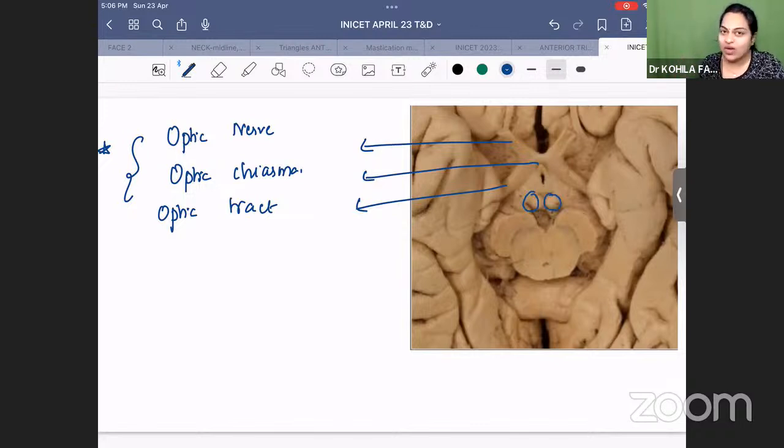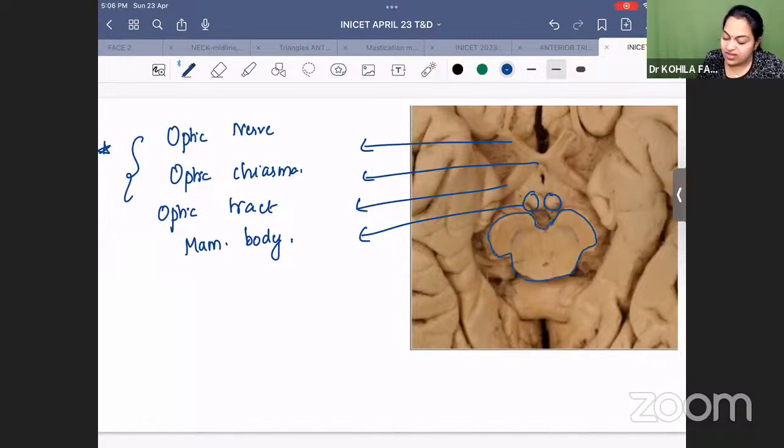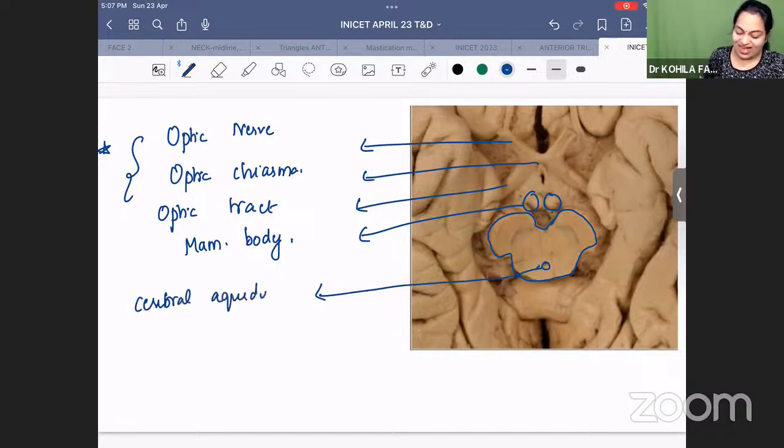Now, what are these round structures that you see here at the base, in the region of the hypothalamus? These rounded elevations are the mammillary bodies, right? Recently, there was one question asked, I put that here. Then this is the region of the midbrain. How do you identify this is the midbrain? You see an opening here, right? What is this opening called? This is the cerebral aqueduct, right?